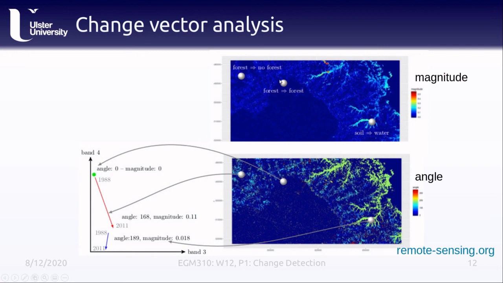If we have deforestation, going from forest to not forest, we might see a significant drop in near-infrared reflectance and a slight increase in red reflectance, corresponding to this red vector here. The last change, from soil to water, perhaps indicative of flooding or the filling of a reservoir due to construction of a dam, is characterized by a drop in near-infrared reflectance, but a slight negative change in red reflectance, moving in the opposite direction to the forest to no forest change.